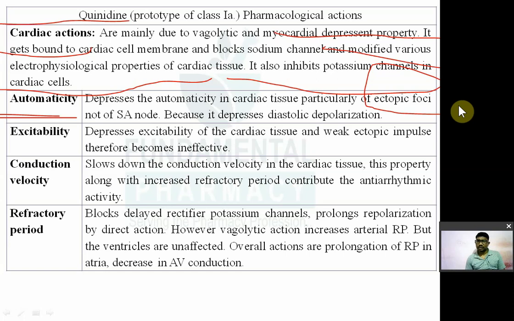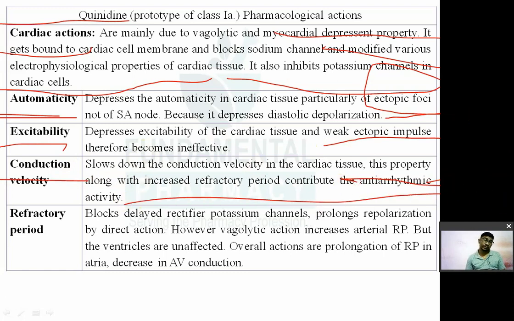It is depressed because of diastolic depolarization. Now, excitability of the heart is also depressed. It depresses the excitability of cardiac tissue, and a weak ectopic impulse therefore becomes ineffective. Conduction velocity: it will slow down the conduction velocity in the cardiac tissue, and this property along with the increased refractory period also contributes to the anti-arrhythmic activity of quinidine.